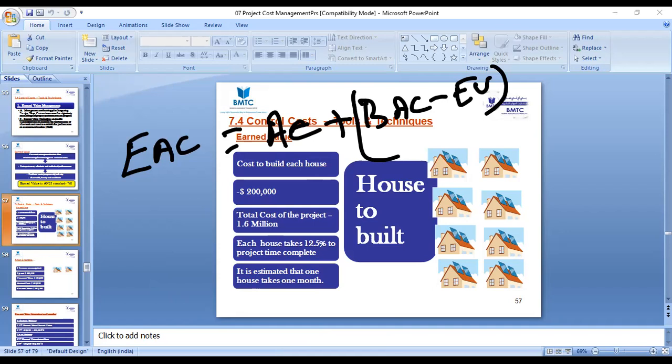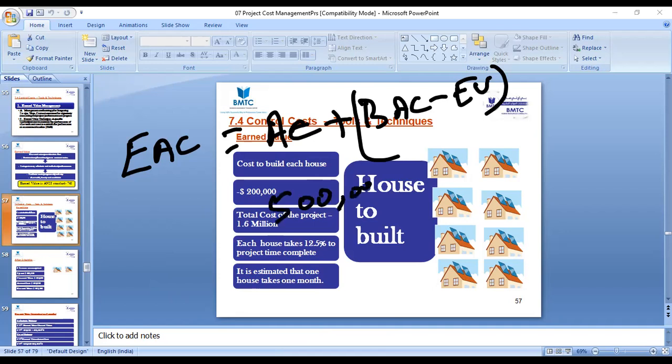Go back to our house example. 8 houses we have to construct. 200,000 is a house budget. Individual house 200,000. The total BAC will be 1.6 million, right? So what is our actual cost at the end of the third month?